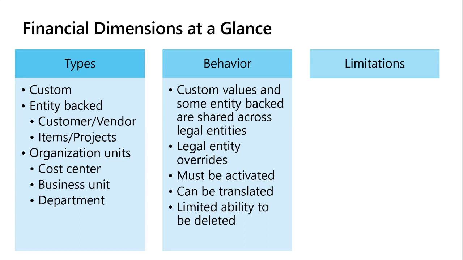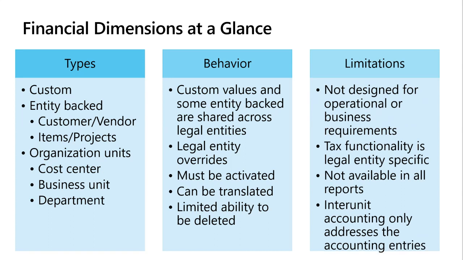Some alternatives to deleting include renaming, where you could name it with a value that would be at the end of the list, so it's not as visible, or suspending the dimension, which would mean it could not be used in transactions.